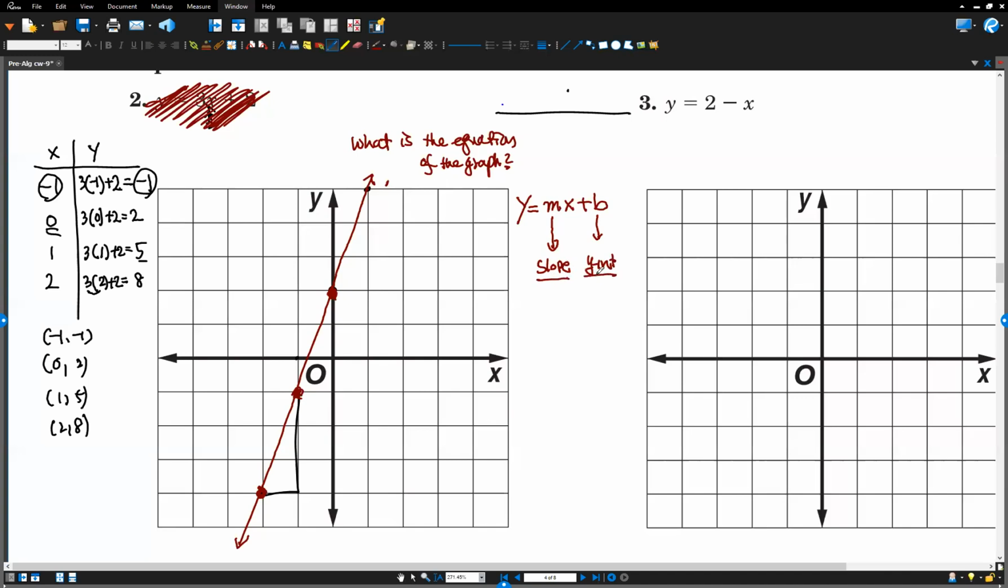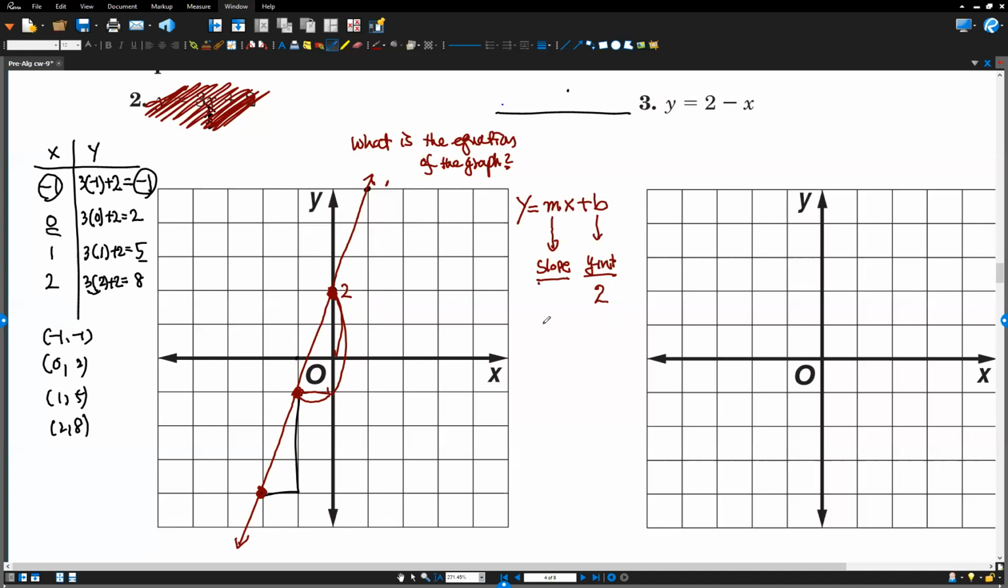Can you find the y-intercept on the graph? This point is the y-intercept. This number is 2. How do we get the slope? Slope is the change in y over the change in x between any two points. You can choose this point.